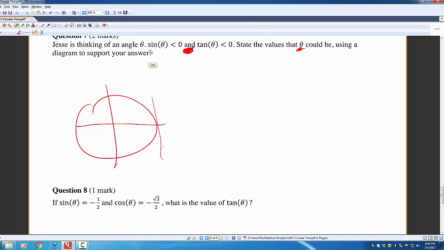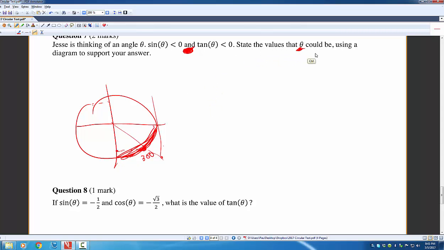Okay, now where's sine negative? Sine is only negative in the fourth quadrant. Of the two quadrants, in this quadrant here the sine will be positive, so it must be in this quadrant here, because sine is negative. So take any angle here, for example, let's just make that 300 for argument's sake. Sine will be negative, and the tangent will be negative. So there's my diagram to support it.